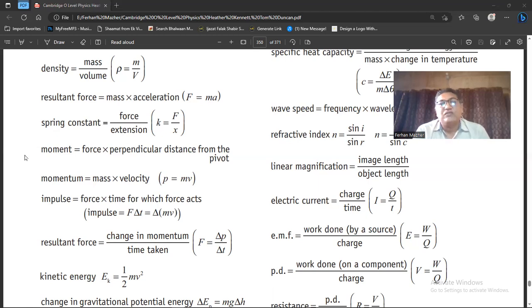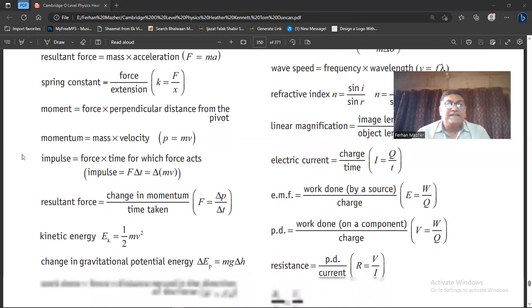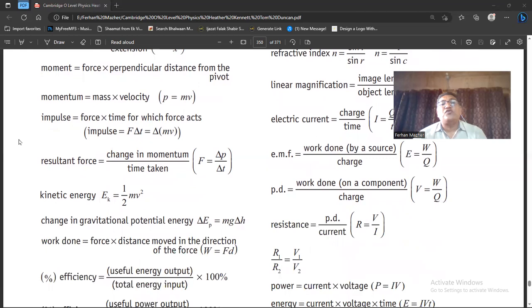Momentum is equal to mass multiplied by velocity. Momentum is represented with p, and that is equal to m multiplied by v, where m is the mass measured in kg and v is the velocity measured in meter per second. Impulse is equal to force multiplied by time, for which the force acts. So impulse is equal to F multiplied by delta t, or the impulse can also be equal to change in the momentum, that is delta mv. Delta mv means the change in the momentum.